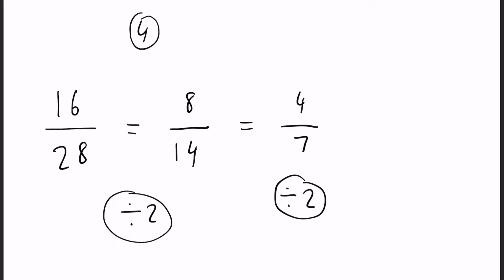Now a good indication that you can stop is that you get a prime number. This isn't always the case, so it's always worth checking, but it does work most of the time. So 4 over 7 is our fully simplified fraction.